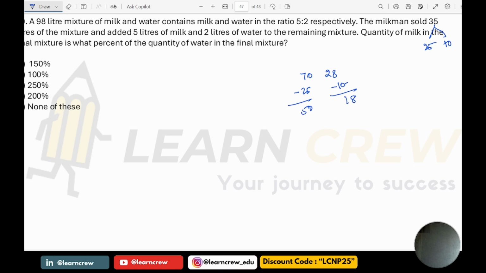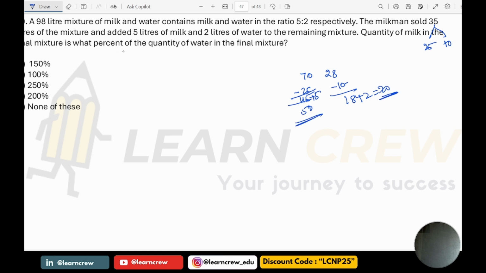Now what is given? The milkman added 5 liters of milk and 2 liters of water. 50 minus 25 is 45. 45 plus 5 is 50. 18 plus 2 is 20. So now the result is 20 and 50.